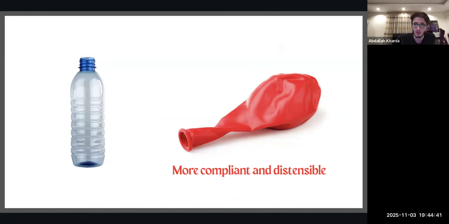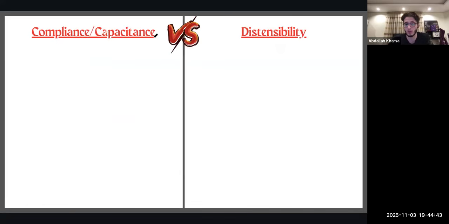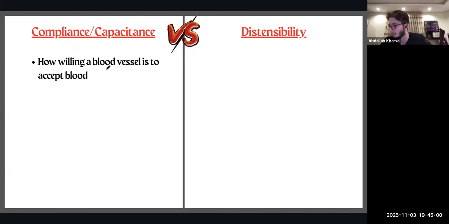So what's the difference between them? Compliance, also called capacitance, they're the same thing. Don't confuse them with any of the other words that start with CAP, like conductance or capillaries. Compliance and capacitance basically measure how willing a blood vessel is to accept blood. If a human being is more compliant, that means they're following orders. If I give this vessel blood and it accepts it, it's more compliant. It's less rigid.